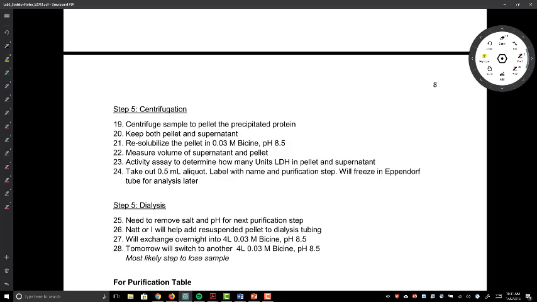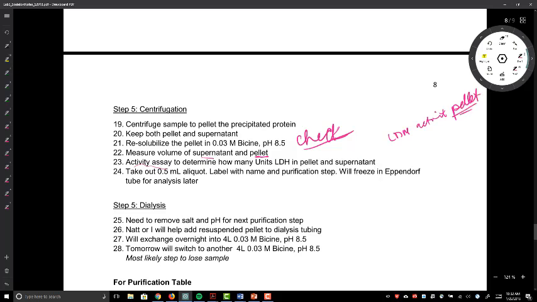However, before you move on to the next step, you need to check. And so you'll resolubilize your pellet in the 30 millimolar lysine at pH 8, but then you have to measure the volume and the activity assay of both the supernatant and the pellet, because you have to make sure that LDH activity is in the pellet. Because if not, then you have to go back and repeat the precipitation, but with more ammonium sulfate. So it's of utmost importance. That's why we have to go back and double check, and make sure that LDH comes out in that step.